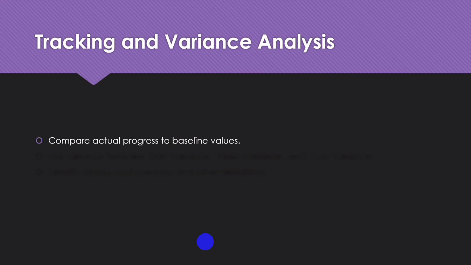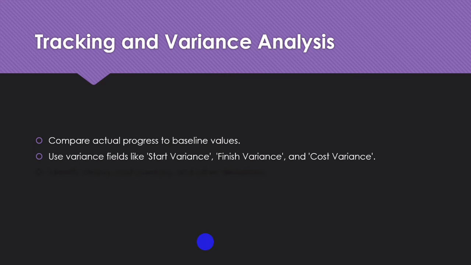Fields like start variance and cost variance show you how far you are from your original plan. This helps you detect issues early, adjust resources, or allocate tasks before things spiral out of control. So as you can see, tracking and variance analysis helps compare actual progress to baseline values. You use variance fields like start variance, finish variance, and cost variance. Variance analysis helps identify delays, cost overruns, and other deviations.